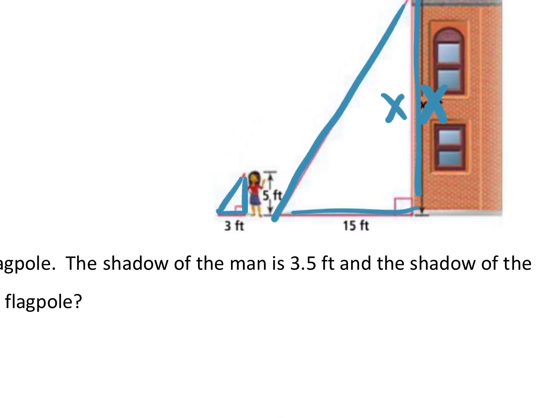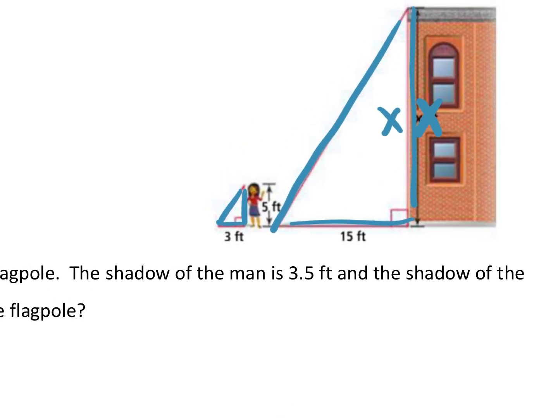15 over 3 equals x over 5. Okay, so properties of proportions will get you the right answer there, but technically you're not setting it up the way that we're setting it up here. We want corresponding things as a ratio, right? So the height of the woman relates to the height of the building. So 5 over x equals what? 3 over 15. If I went smaller to bigger, then I have to go smaller to bigger.